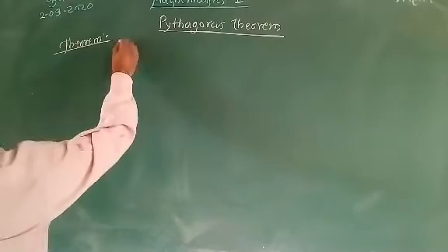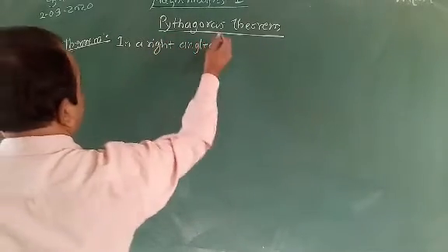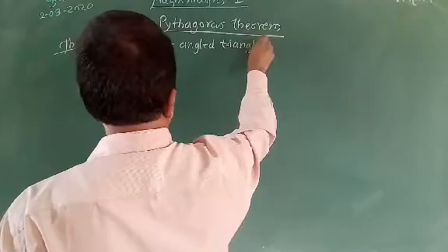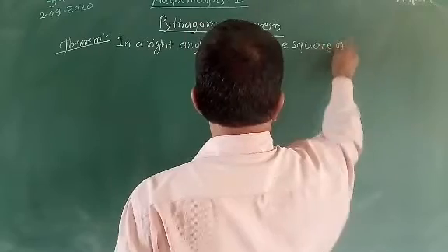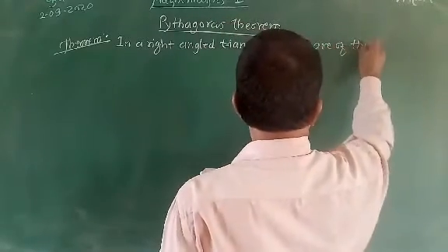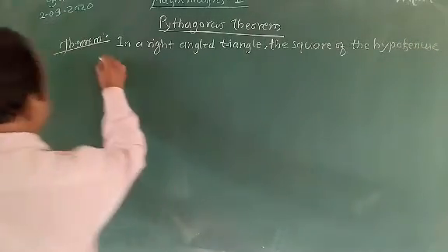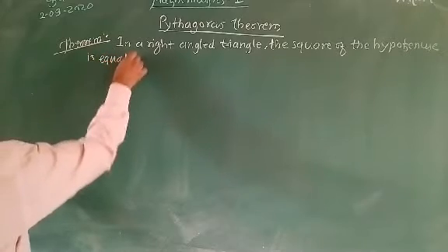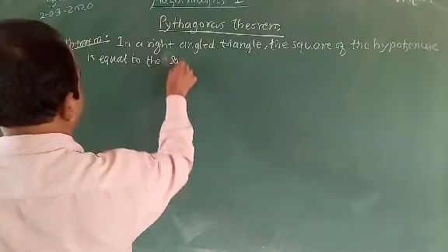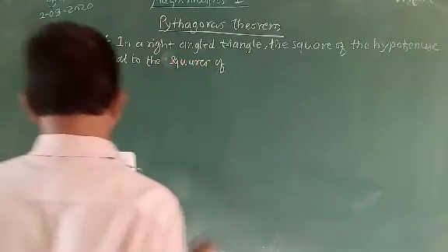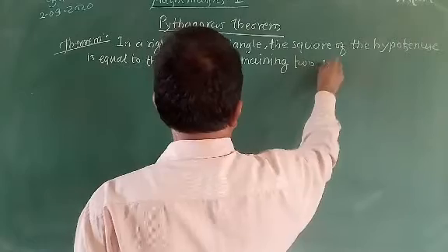In a right angle triangle, the square of the hypotenuse is equal to the sum of the squares of the remaining two sides.